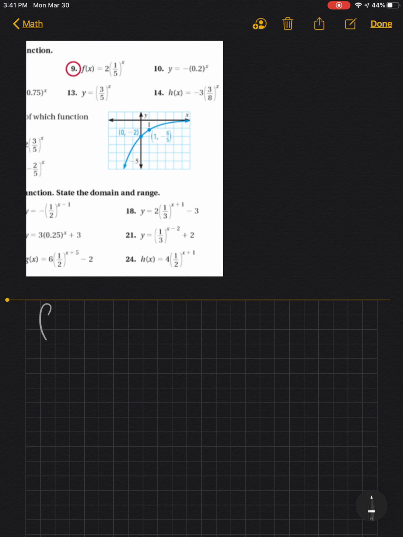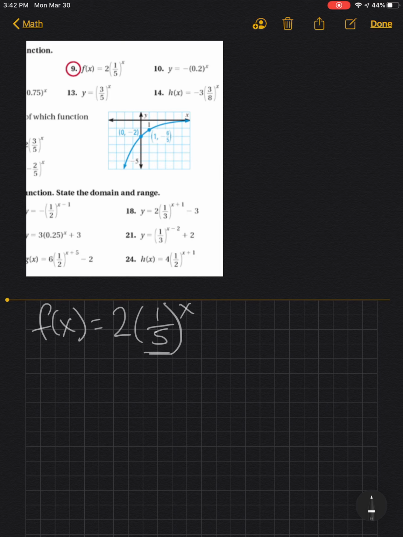Number 9 says f of x equals 2 times 1/5 to the power of x. So first thing is recognizing that this is decay and not growth. How do I know that? I look at this base right here, okay? The base, the number that has the exponent of x, is what tells us that it's going to decay.